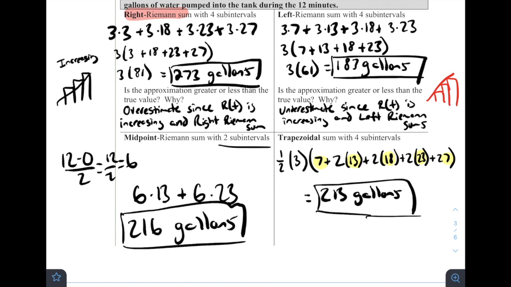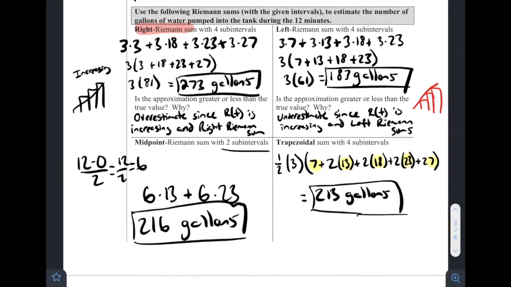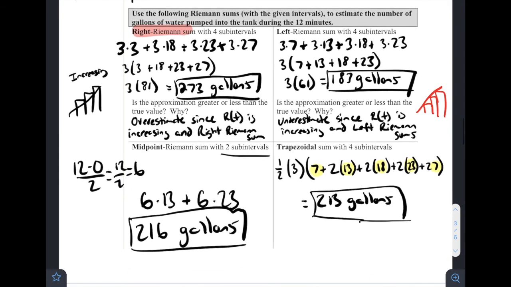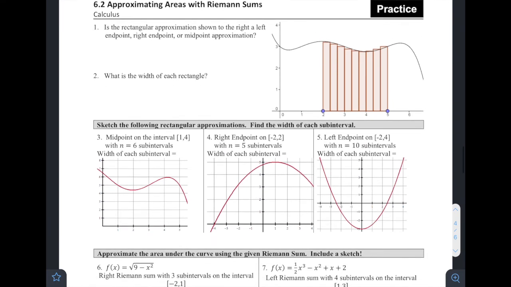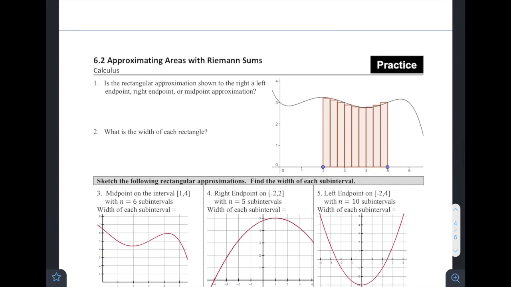That is it, and this was a long one. Shout out to you if you made it all the way through this to see these different types of Riemann sums. But as usual, we've got practice listed here, different types of practice for the left, the right, the midpoint, the trapezoid. Try it out. Check your answers on the posted answers. Come to class with any questions, and stop by office hours if you've got any questions as well.